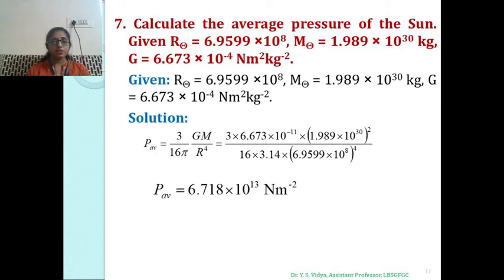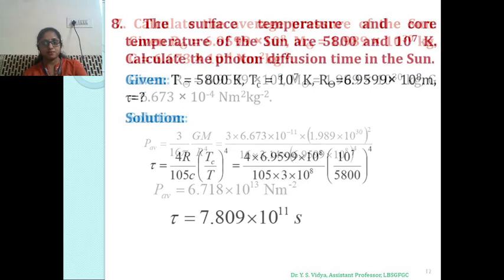The average pressure is given by 3 divided by 16 pi times capital G M squared divided by R to the power of 4. By substituting the values, 3 times (G, 6.673 × 10^-4, times M, 1.989 × 10^30) whole square, divided by 16 times 3.142 times (6.9599 × 10^8) whole to the power of 4. Then we get P average equal to 6.718 × 10^13 Newton per meter square.